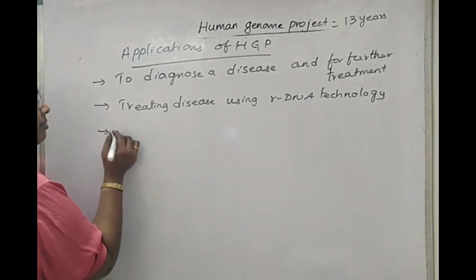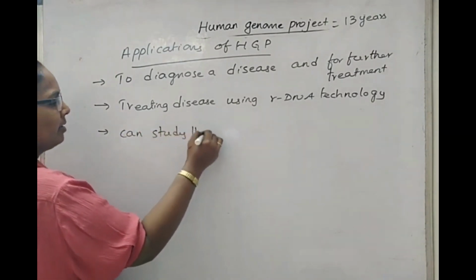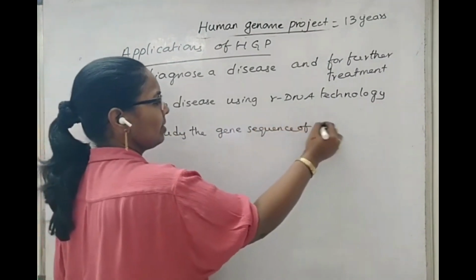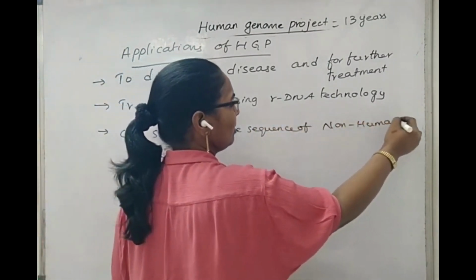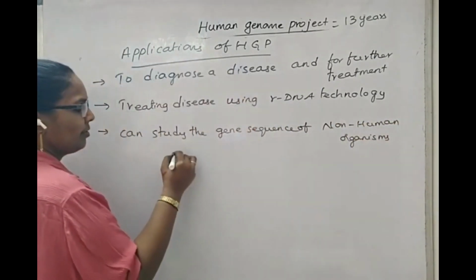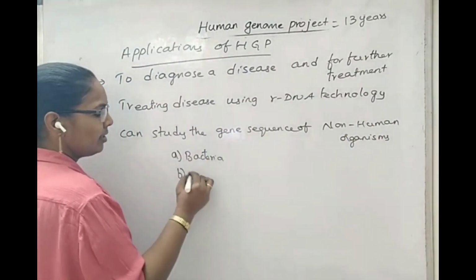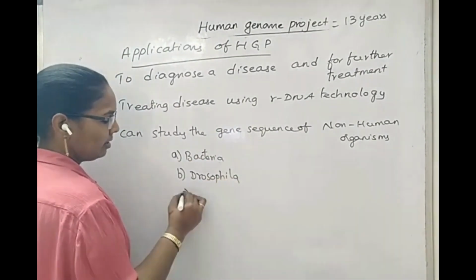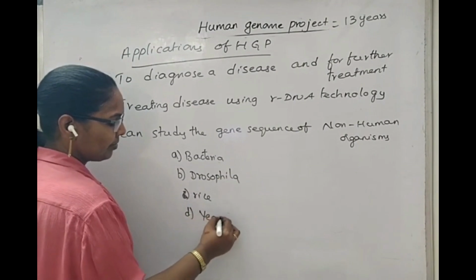So we can study the gene sequence of non-human organisms like, first, bacteria, second, Drosophila, third, rice, and yeast also.